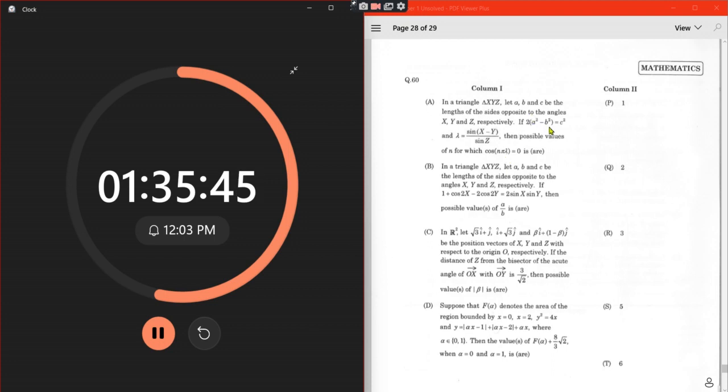wait, you can write this using, yes, you can write it in that way. और क्या बोल रहा है ये, lambda is equal to sine. Wait, first of all, you can write c square using just a square b square. So just right. So x minus y upon, oh, basically like lambda is equal to a minus b upon c, right? Yeah. Possible values of n for which cosine of n pi lambda is equal to 0 is, okay. तो lambda ढूंढना पड़ेगा, right?